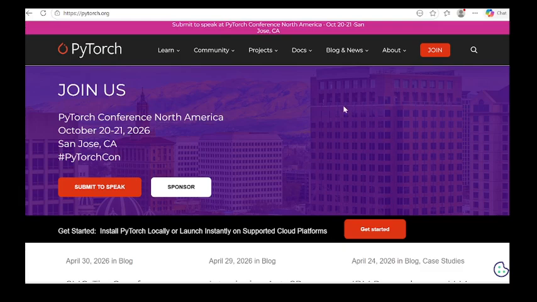Now we'll look into PyTorch. What is PyTorch? Basically, we need to understand PyTorch. PyTorch is a framework, like TensorFlow. It is a Python-based deep learning framework used to build and train neural networks. Neural networks are a kind of AI model.